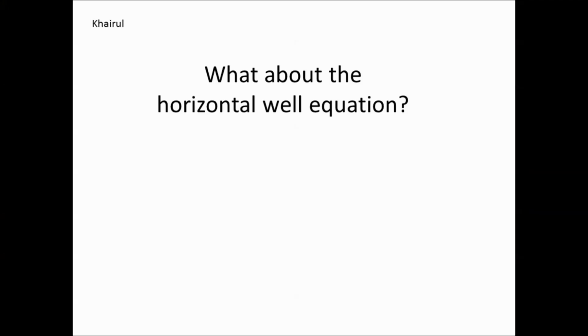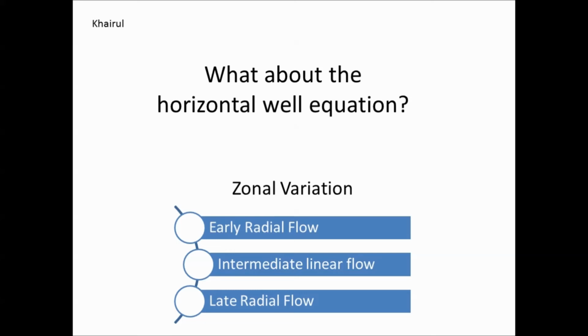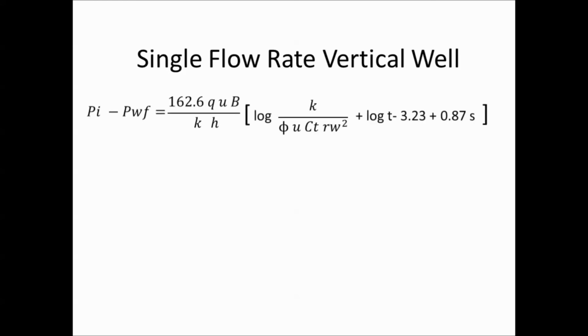What about the horizontal well equation? The horizontal well equation is determined using the zone aberration testing concept. The equation is developed based on horizontal well behavior such as early radial flow, intermediate linear flow, and late radial flow. It is known that the pressure equation is based on the basic equation of single flow rate vertical well equation.